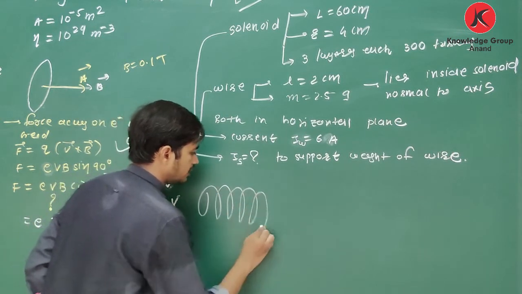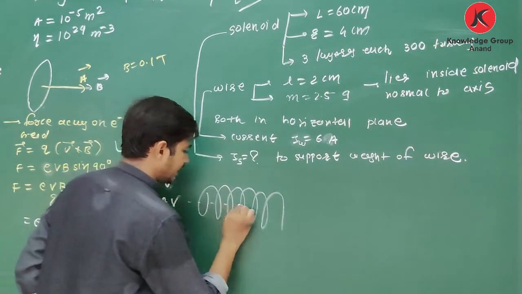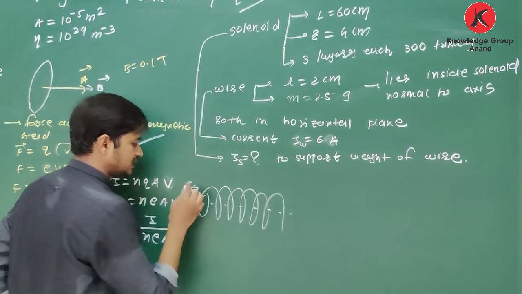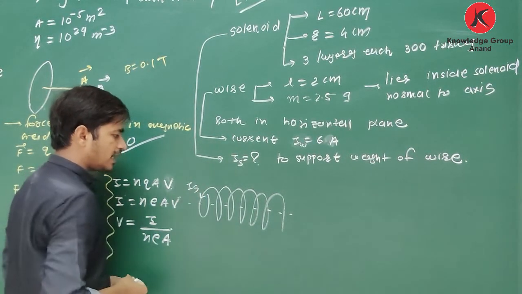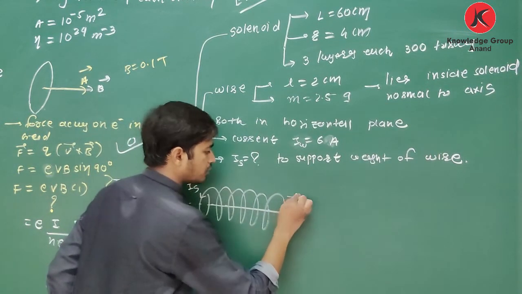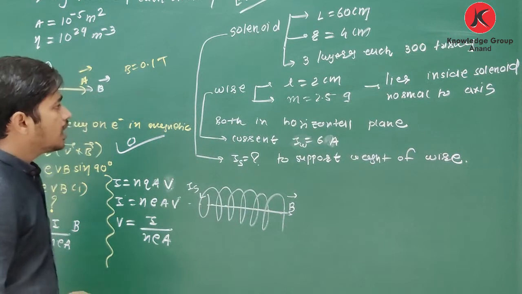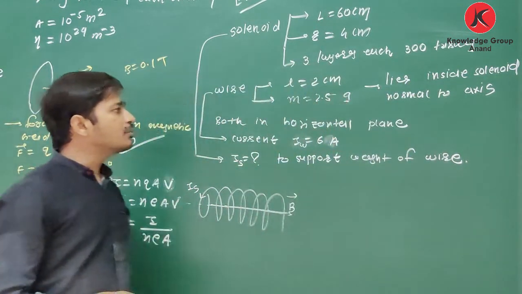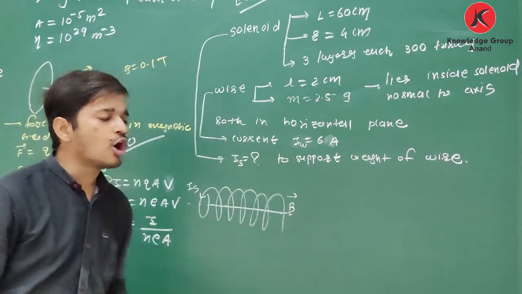It is a solenoid, and this is its axis. Suppose current flows through the solenoid, I_S, in this direction. So the magnetic field B in the solenoid is like this. The wire lies inside the solenoid, normal to the axis, but both in the horizontal plane.